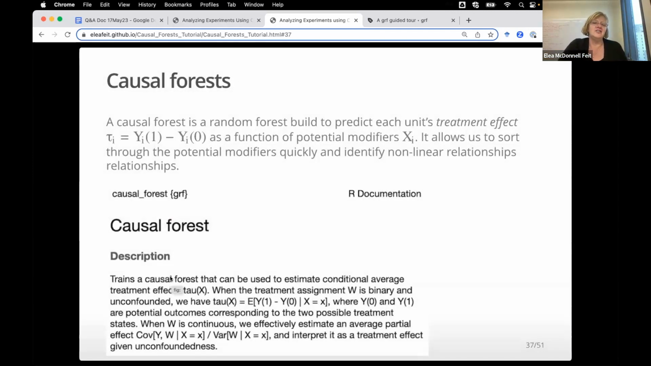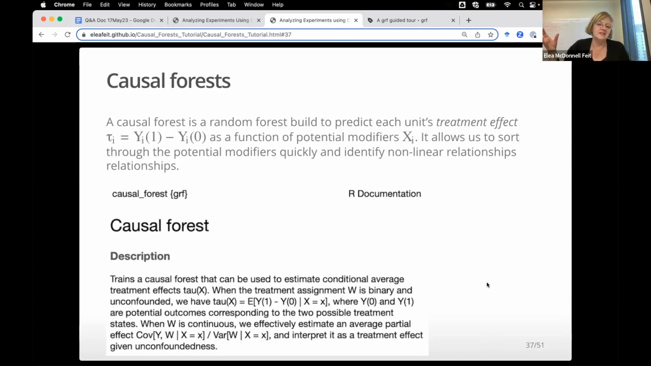So I thought I'd show you the documentation. This is a screenshot of the R documentation for the causal forest. It says it trains a causal forest that can be used to estimate conditional average treatment effects, tau of x. That's a funny way of writing it, but then they are clear down here. When the treatment assignment W is binary, and unconfounded, we have tau of x, their individual level treatment effect, is the expected difference between Y1 and Y0, the outcome under treatment and the outcome under control, conditional on X equals x. So you've seen all that notation.